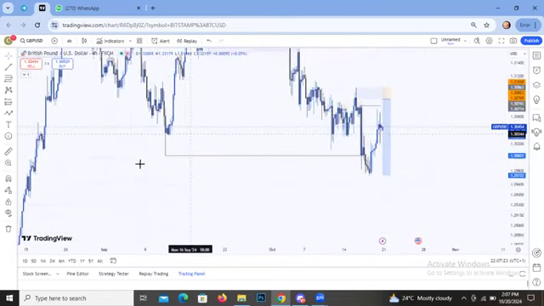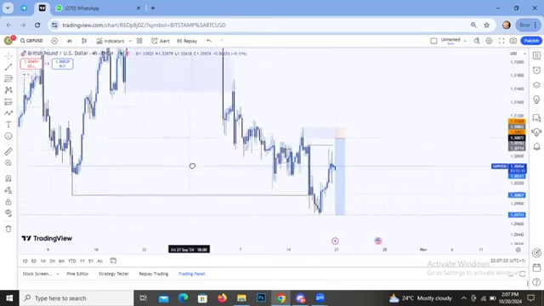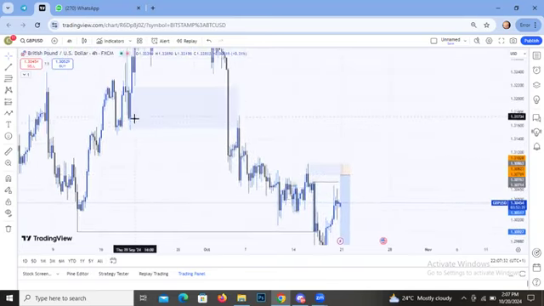But from what I'm seeing here, does this mean that this breaker block, the market has mitigated it already? Yes, the breaker block is mitigated. You can see from here it is mitigated already.